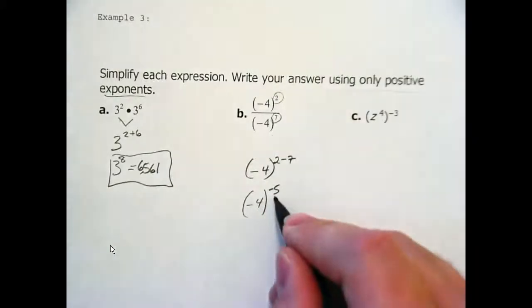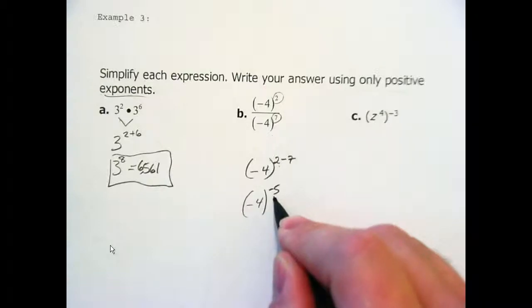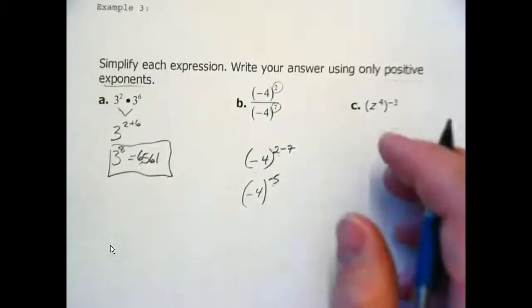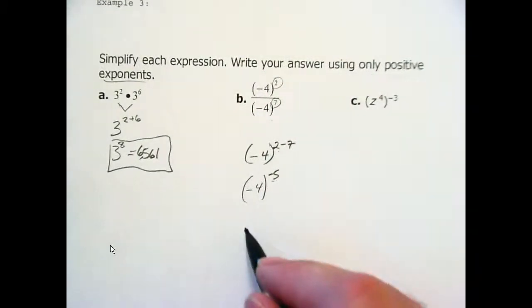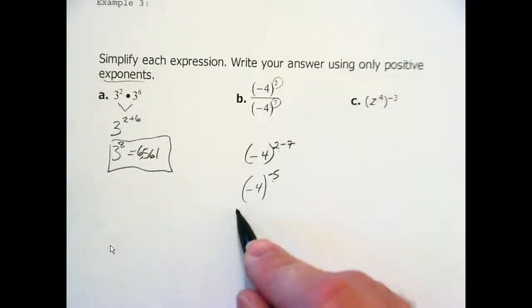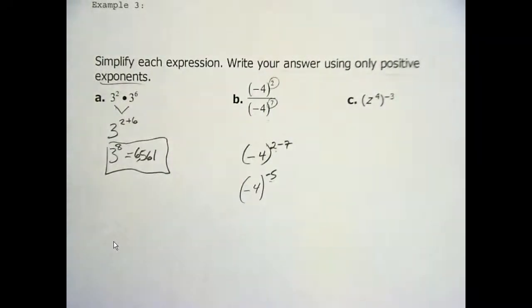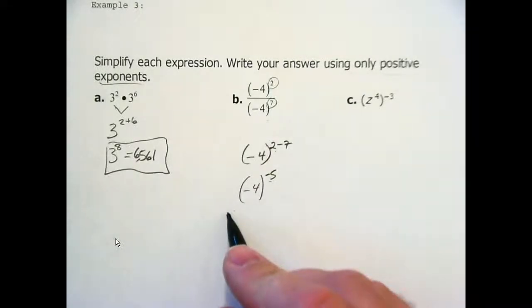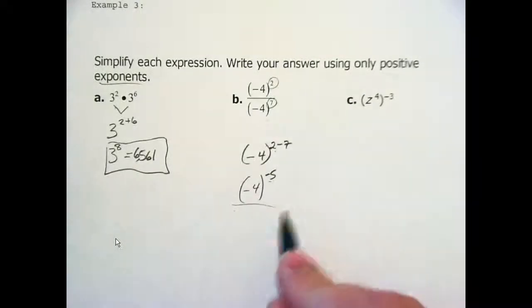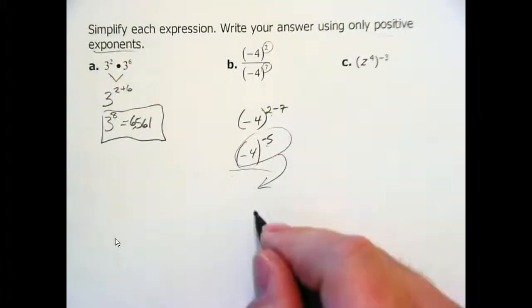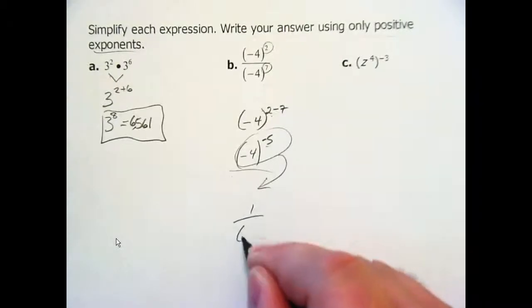Now, 2 minus 7 is negative 5. We don't have a positive exponent here. We have a negative exponent. How do we make that a positive? What are we doing? What does reverse mean? Good. You move it to the other side of the fraction. That moves down. Okay? So this becomes now 1 over negative 4 to the 5th.